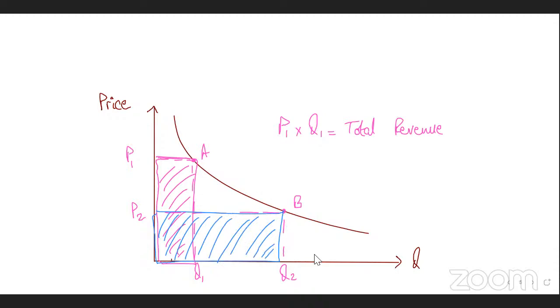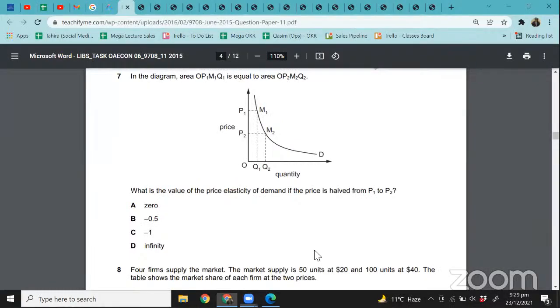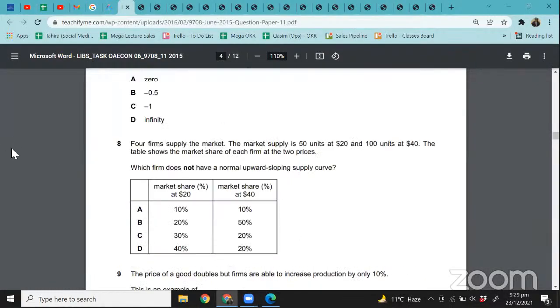Okay, so next question. 4 firms supply the market. The market supply is 50 units at $20 and 100 units at $40. The table shows the market share of each firm at the two prices. Which firm does not have a normal upward sloping supply curve?